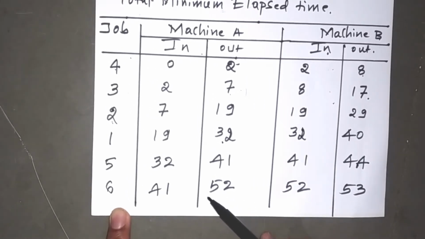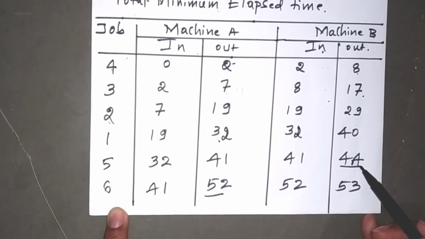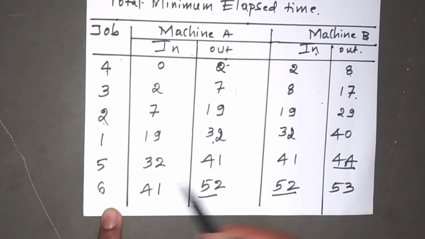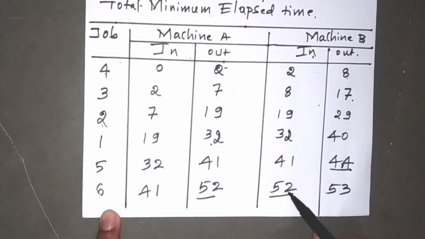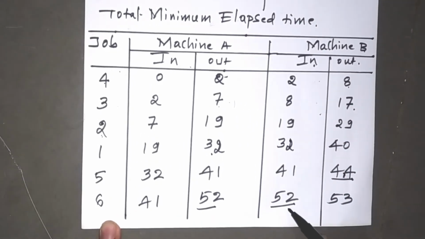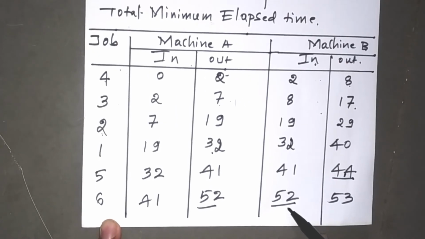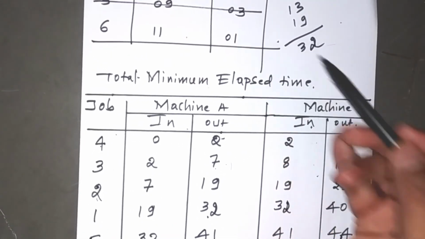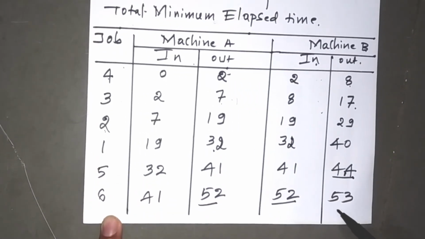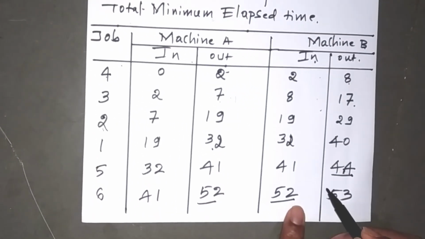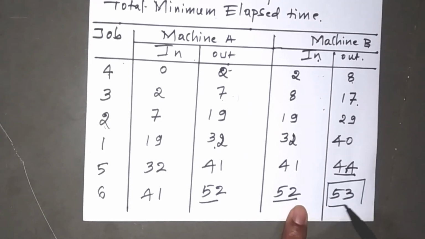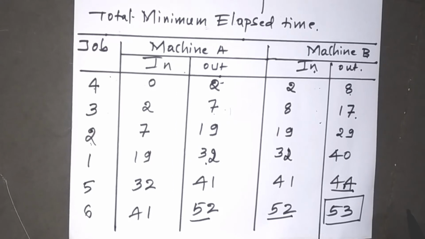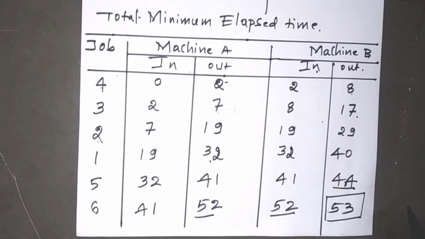Now here we have a 52 and here we have a 44. So whichever the highest is there, that you're going to write it on machine B. So sixth job on machine B, it will enter after 52 minutes, and sixth job on machine B, it will take 1 minute here. So I have to add this 1 minute to 52, and after adding this I got 53. So this is the total minimum elapsed time, that is to complete all the 6 jobs it will take 53 minutes on both the machines.